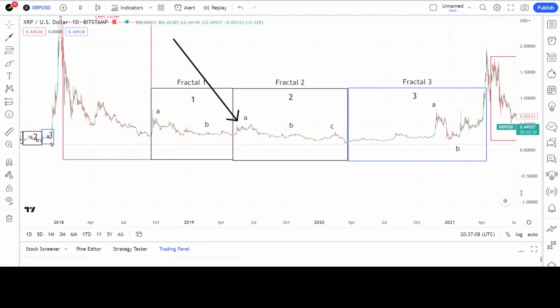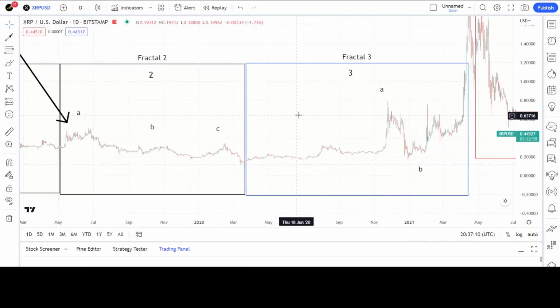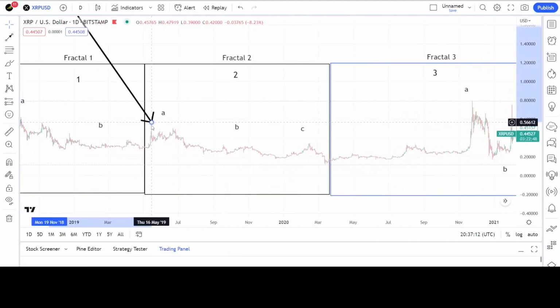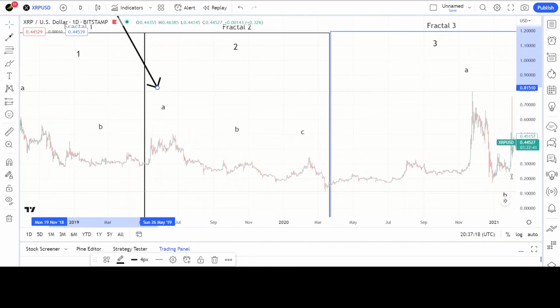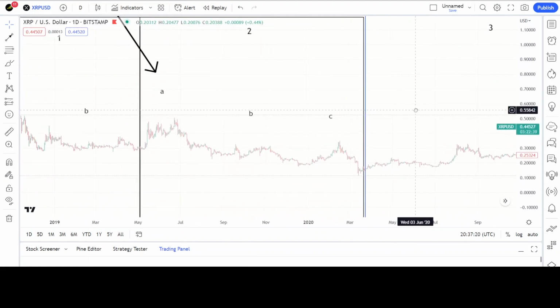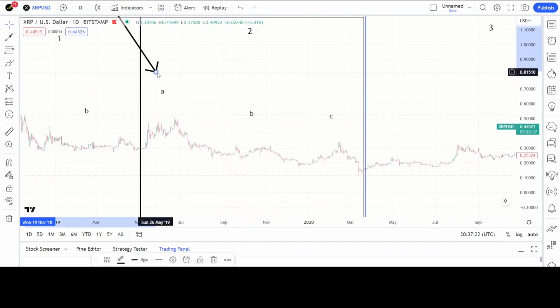Let's zoom in on this. And the reason why I'm going through history is so you can see the repetitive theme that is at play here, so you get an understanding of what we should expect with this current structure that is going to be playing out now.